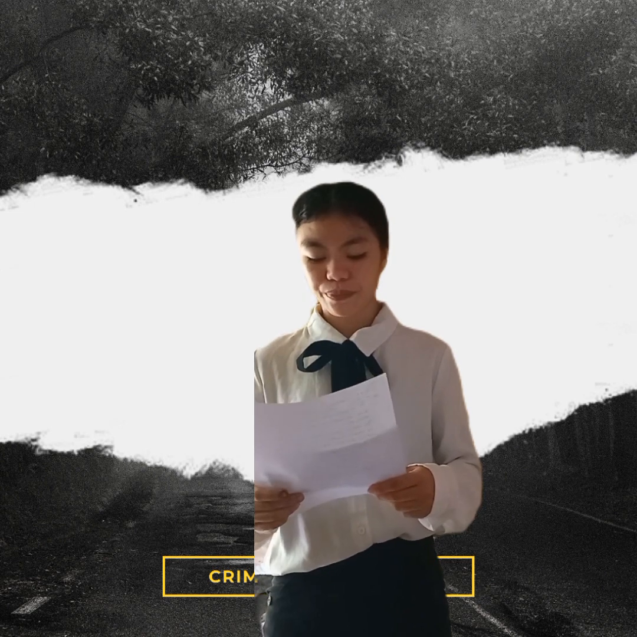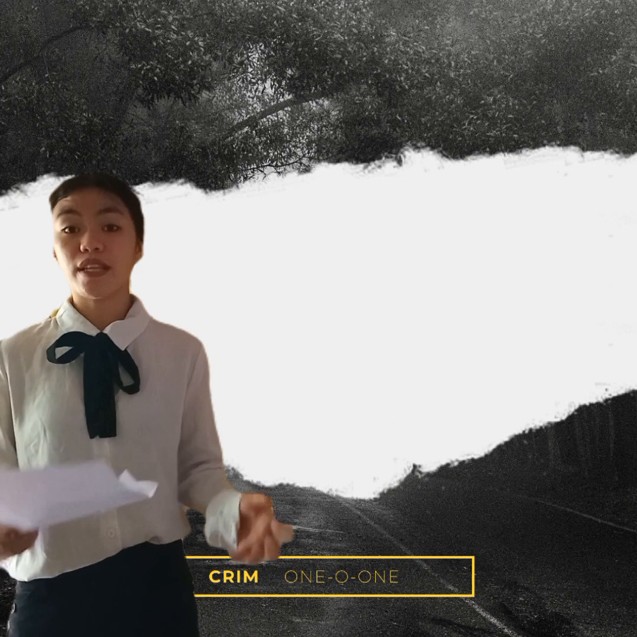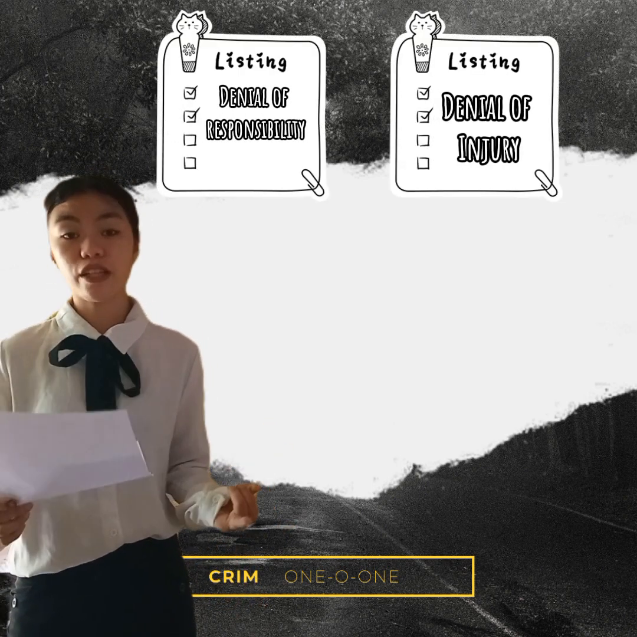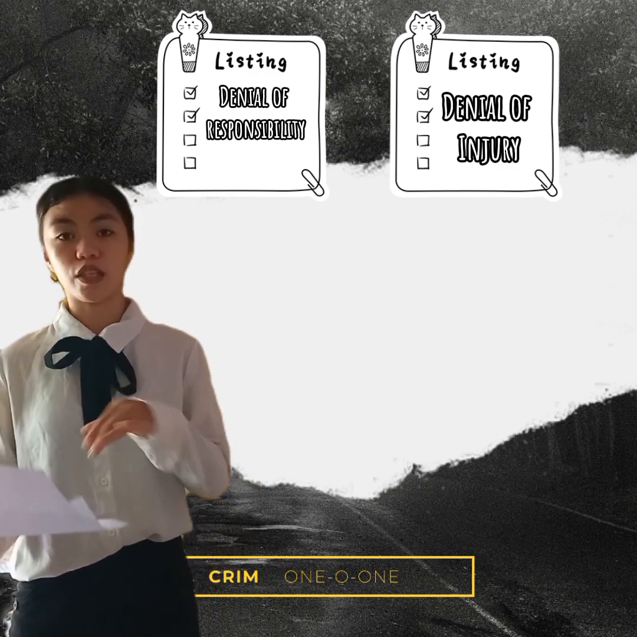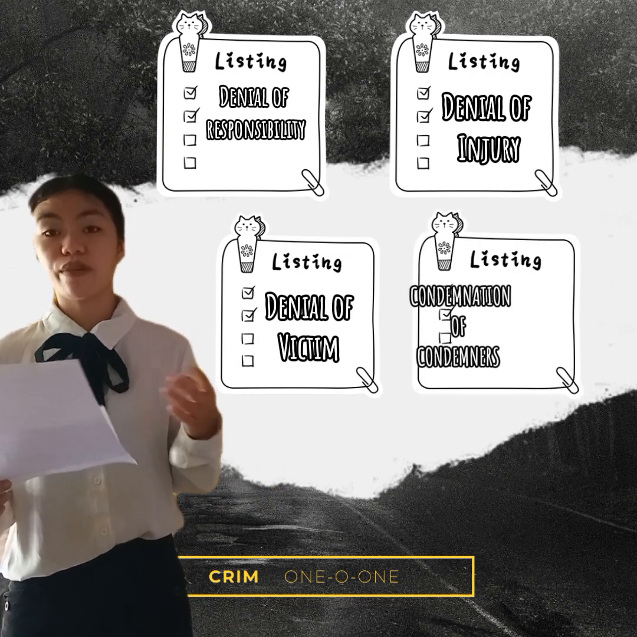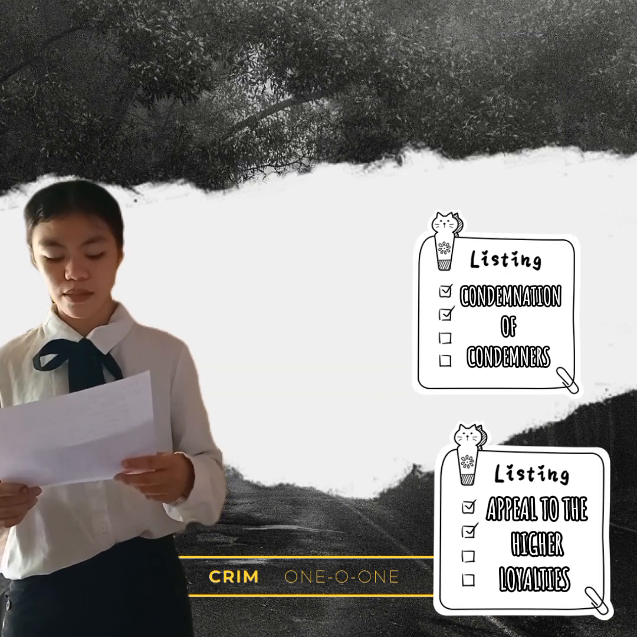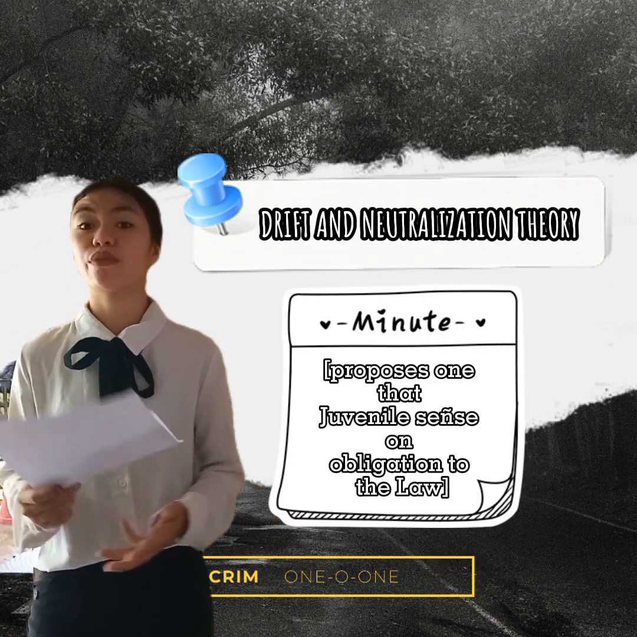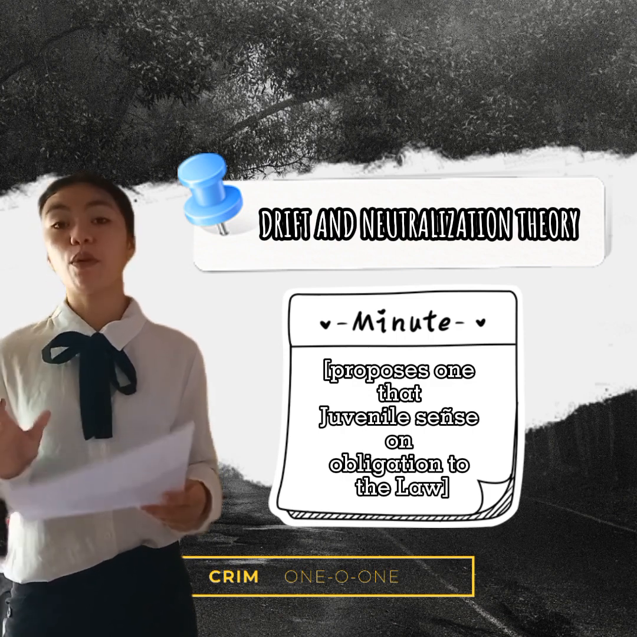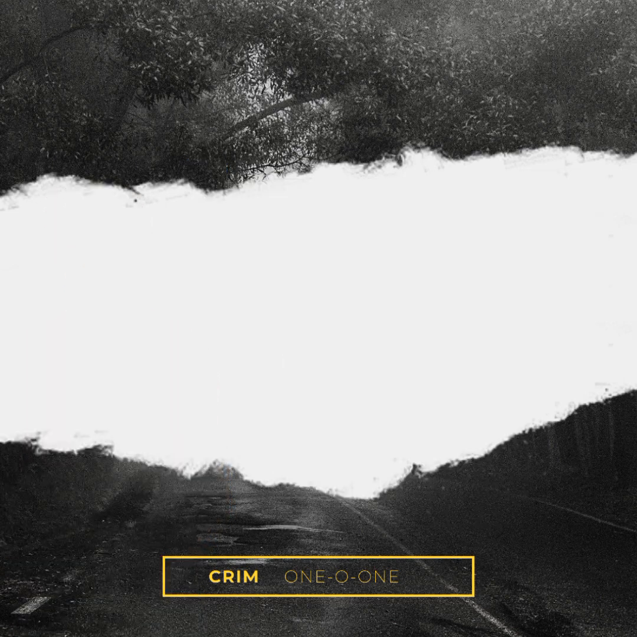And there are 5 techniques of neutralization. The first is denial of responsibility, then denial of injury, which is what I exampled, denial of the victim, condemnation of the condemners, and appeal to higher loyalties. Drift and neutralization theory proposes that the juvenile has a sense of obligation to the law.